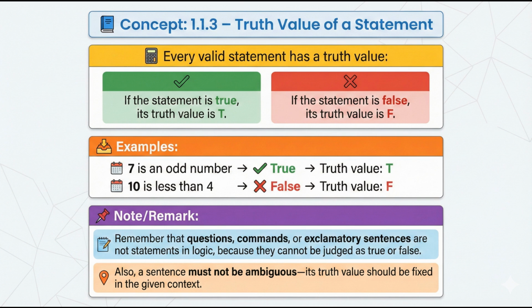Examples of truth value. Example 1. Statement P says 7 is an odd number. This fact is correct, so the statement is true. Its truth value is T. Example 2. Statement Q says 10 is less than 4. This fact is incorrect, so the statement is false. Its truth value is F.